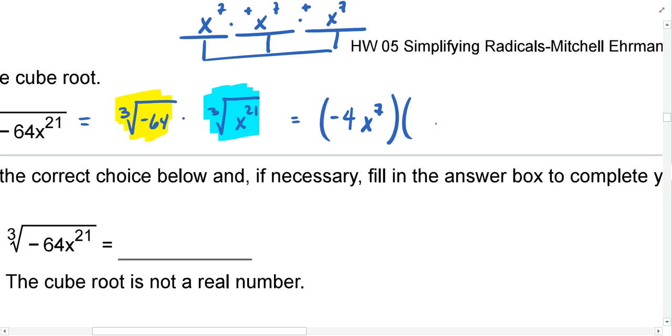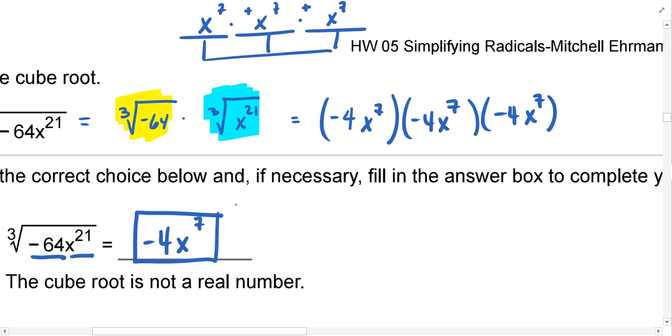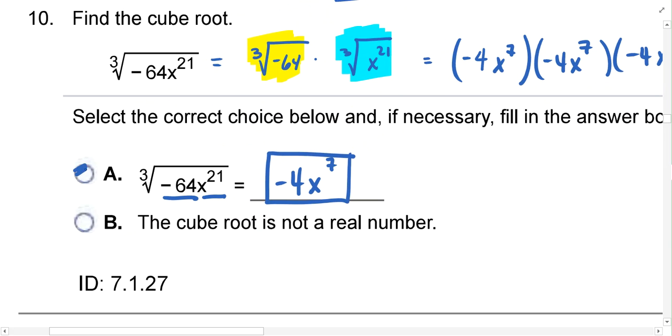If we were to check our work and multiply negative 4 times x to the 7th 3 times in a row, we should recognize that, following our techniques from last week, the coefficients multiply together. Negative 4 times negative 4 times negative 4 is negative 64. And the exponents multiply together. Especially with like bases, those combine nicely. X times x times x requires us to add the exponents, which does return x to the 21st. So I'm happy to say that negative 4 x to the 7th would be an appropriate solution for this particular question.